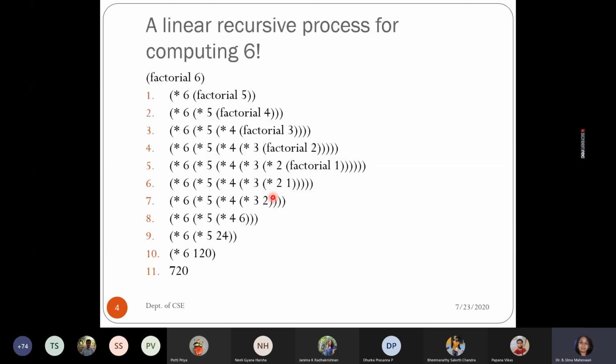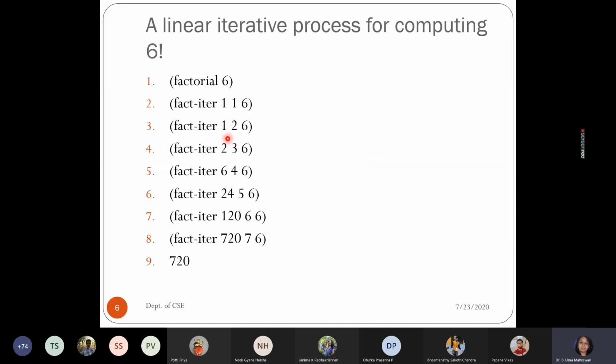But if you look at this one, is there any point if something happens in the middle? So 6 into 5 into, and after that something happens. There is some interruption. Can you resume back? Not possible at all. So that is the advantage of this one.